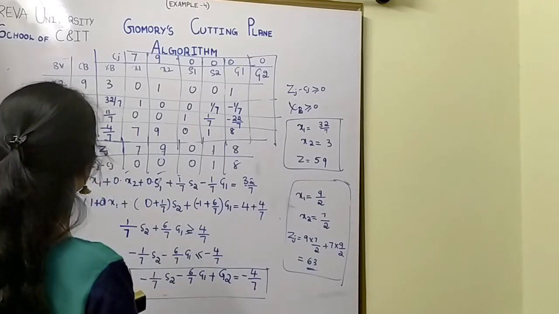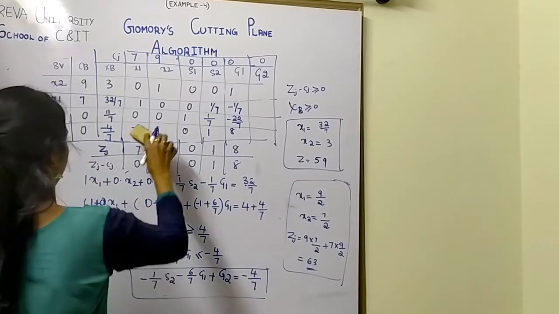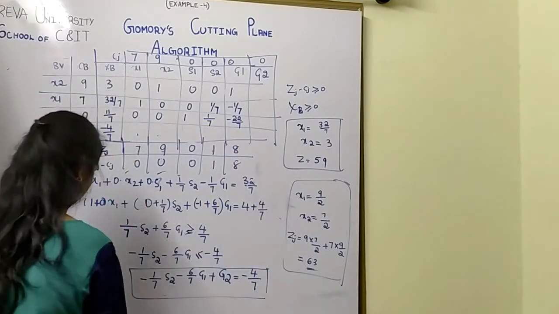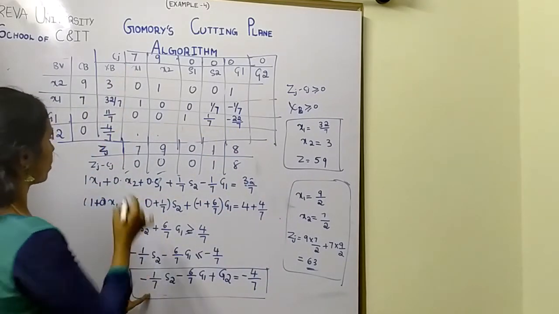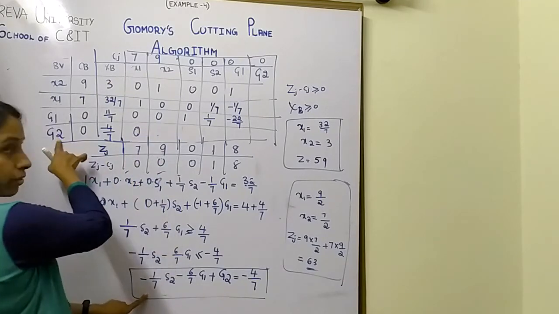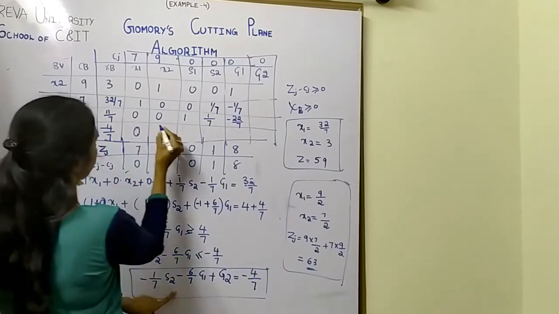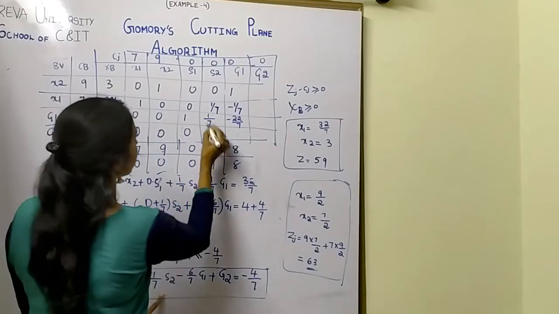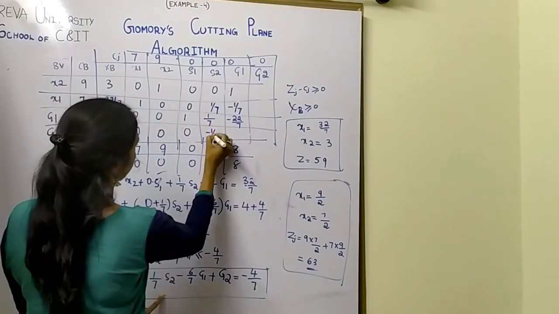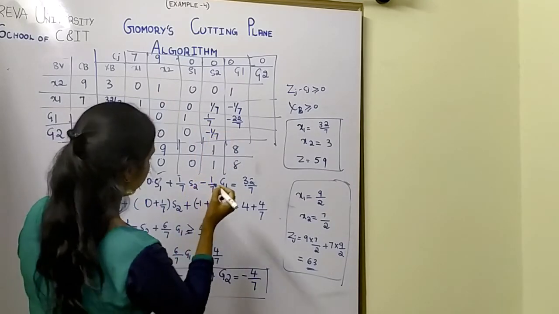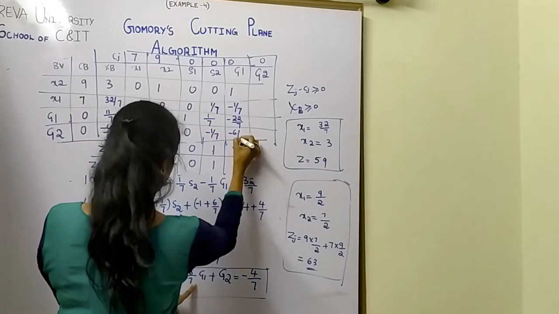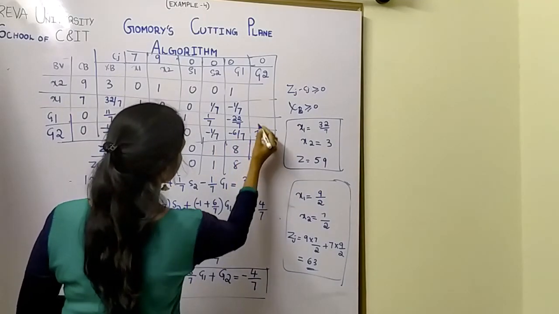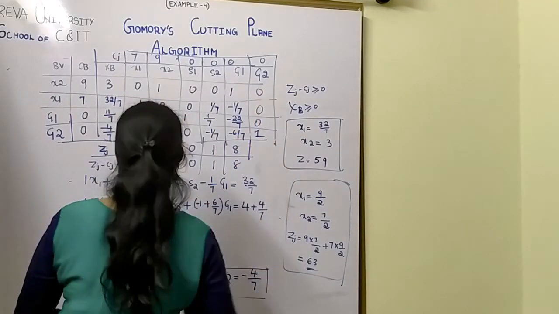Now x1 is not there in this equation, so this becomes 0 for Gomori constraint 2. x2 is not there, so 0. s1 is not there, 0. s2 is there, so minus 1 by 7. And g1 will be minus 6 by 7 g1. g2 will be 1. So rest all g2 will be 0.